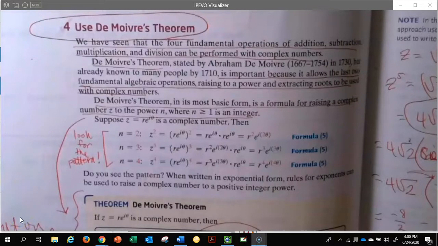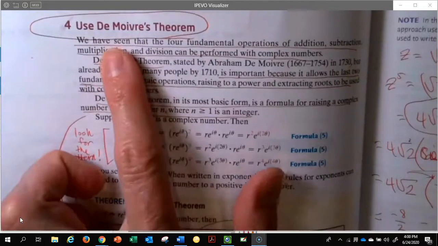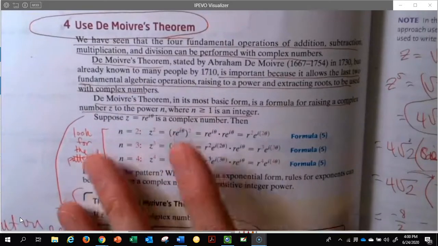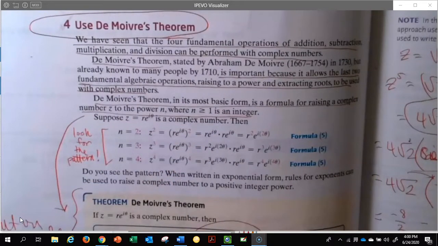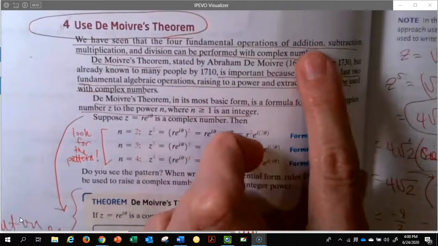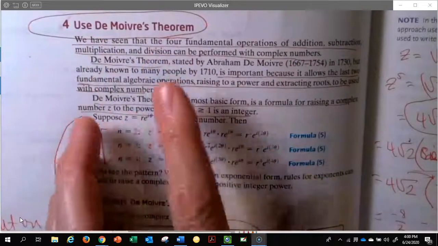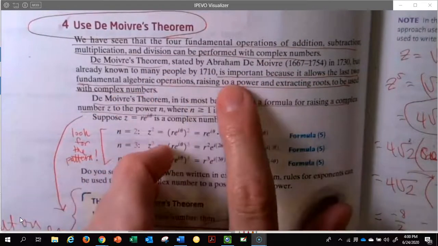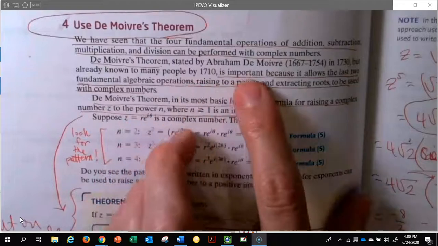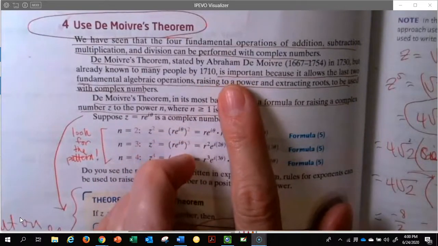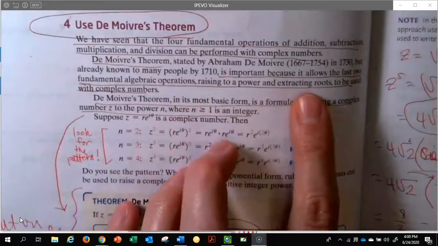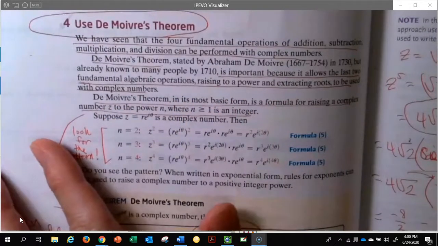So this video is in 9.3, and as you see on the screen, we're talking about De Moivre's theorem. When you look at this theorem, you probably look at the word and think, wow, this is going to be difficult. Well, it's not. You've seen the four fundamental operations, add, subtract, multiply, and divide, and now Abraham De Moivre puts everything together with raising to a power. It is important because it allows the last two fundamental algebraic operations, raising to a power and extracting roots, to be used with our complex numbers.